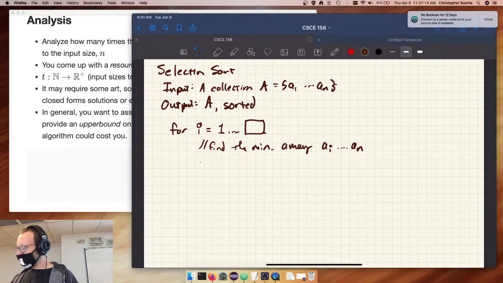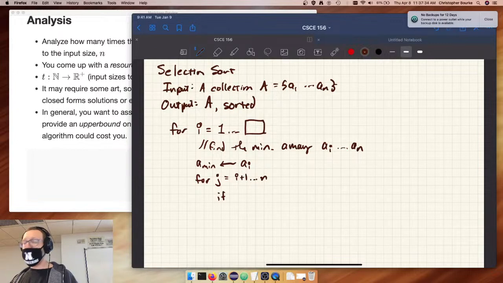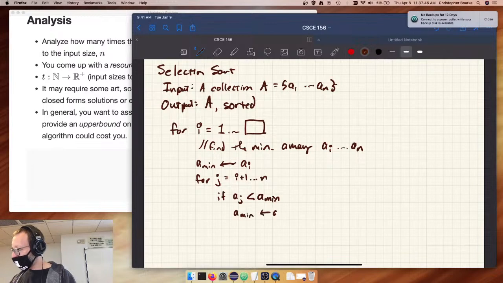So the min element here, a sub min, is going to end up being, where do I start? A sub i. And then I'll have another for loop. For j, because I've already used i, running from i plus 1 through n, if I find something that is less, a sub j is less than a sub min, then I found something less and I need to update a sub min. All right?